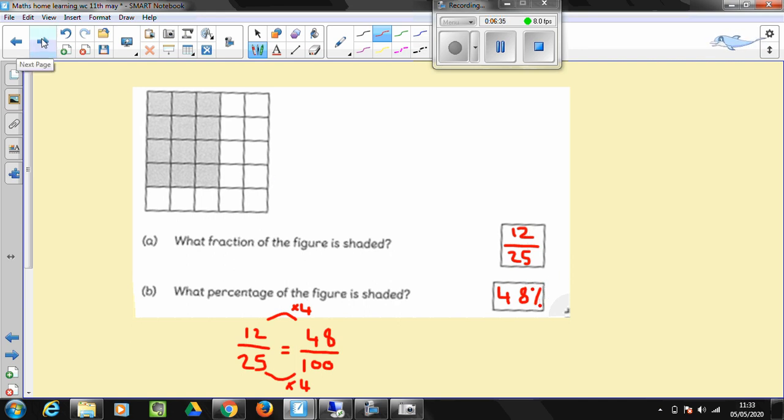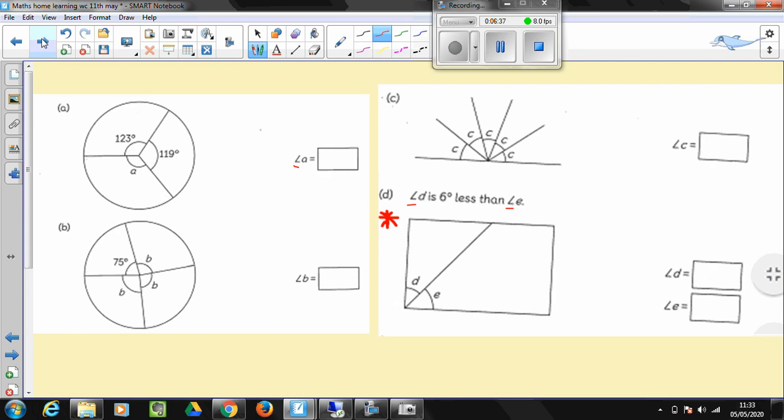Let's have a go at the next ones. You've been doing angles recently. Hopefully you remember how many degrees there are in a circle, how many degrees there are in a straight line, and how many degrees there are in a right angle. That's going to be really important. Just to point out to you, this symbol here means angle. Angle A, angle B, angle D. Pause the video. Again, D is a challenging one. Give it a go and we'll talk through it in a minute.